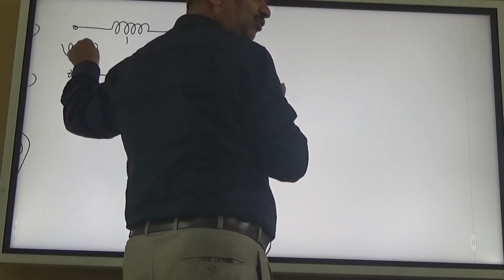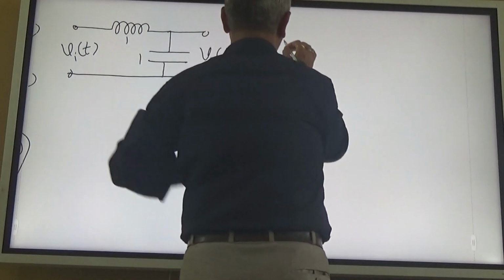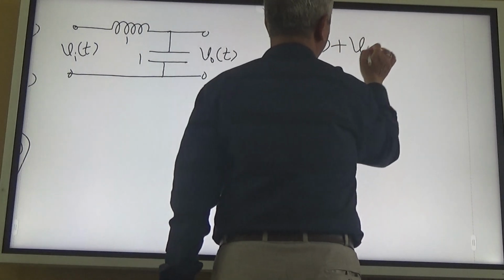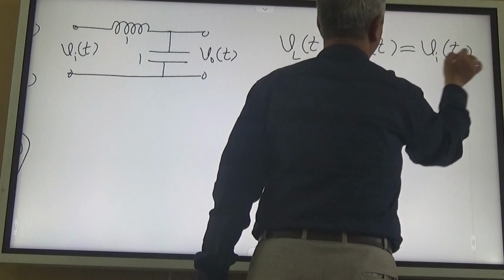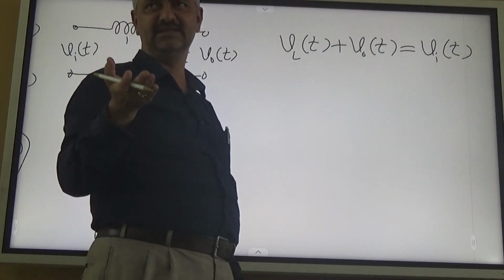This plus this equal to VNT. VNT we put on the right hand side. So VLT plus VOT is equal to VT. Right? We use both properties, inductor and capacitor property.